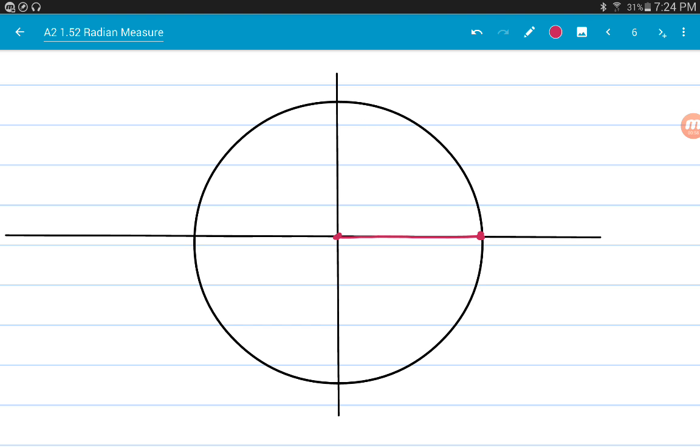That's a radius. If I took that same distance and I bent it around the outside edge of the circle, it would look like this. Now the angle that this creates we call 1 radian. So that little slice of pie is a measurement of 1 radian, 1 rad.